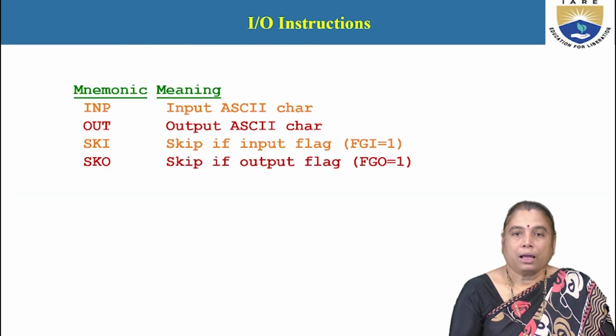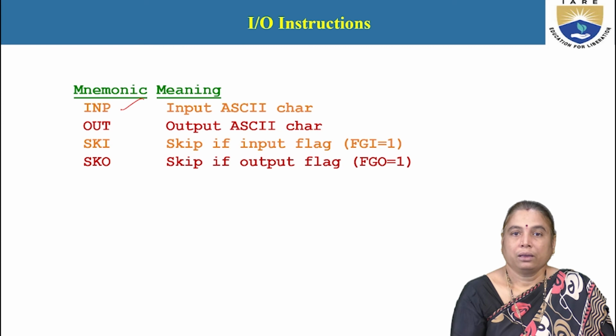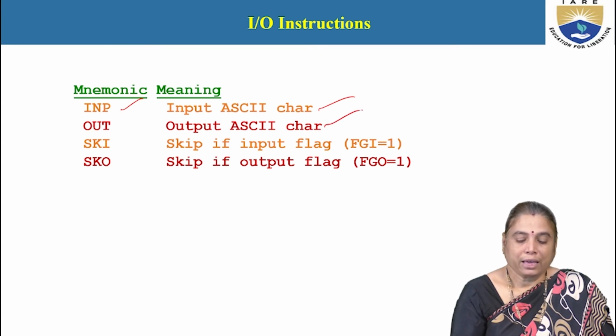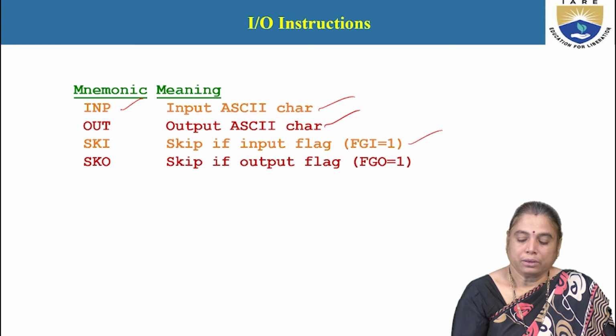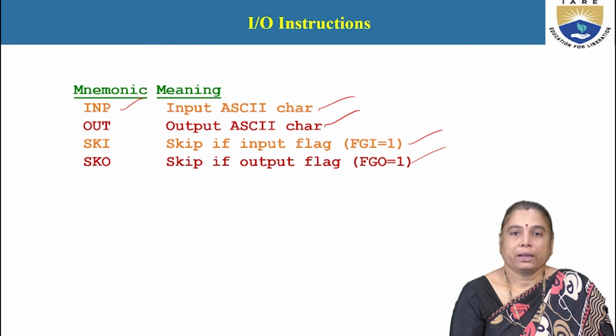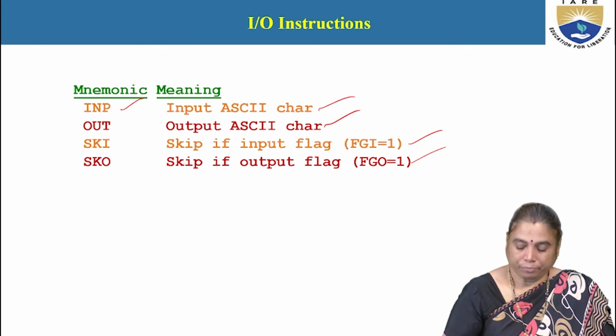So what are the simple IO instructions and how can they perform various micro operations? The first instruction is INP, input ASCII character; OUT, output ASCII character; SKI, skip if input flag is 1; SKO, skip if output flag is 1. Here FGI and FGO are the input-output flags. If they contain the value 1, then the skip operation is performed.